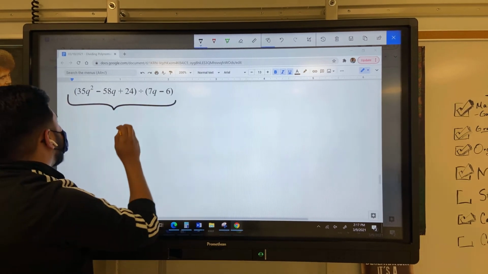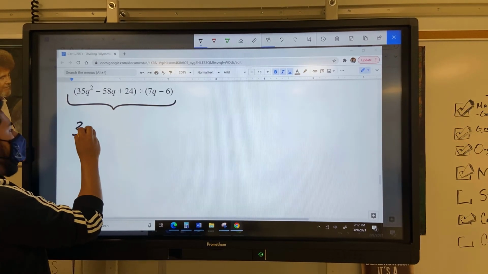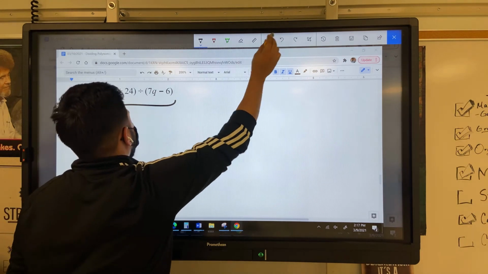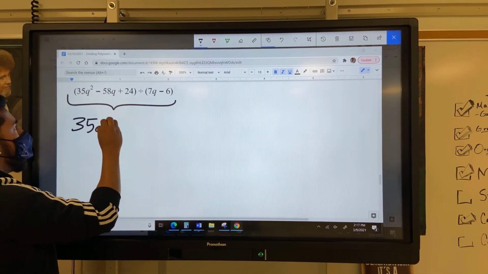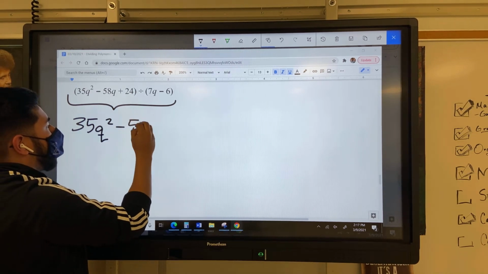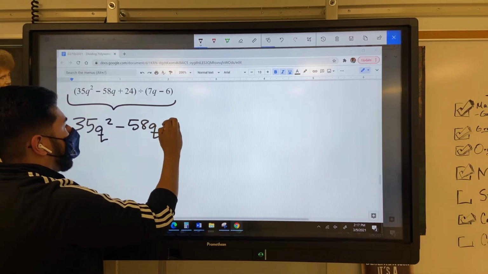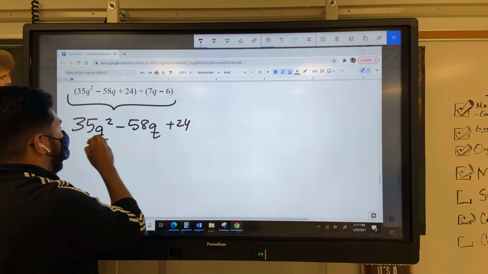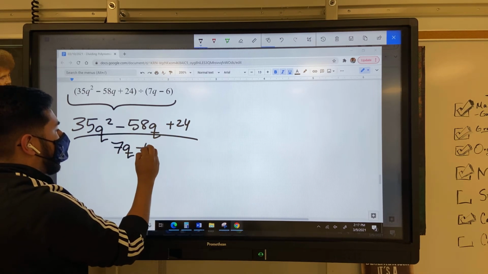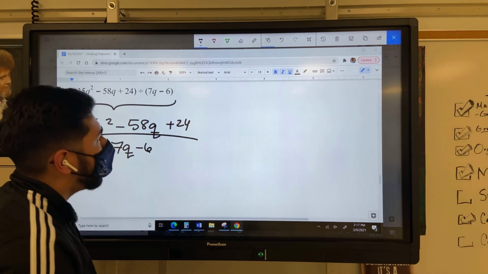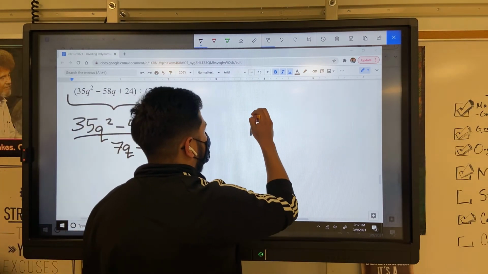Okay, these numbers are a little bit larger. 35q squared minus 58q plus 24 over 7q minus 6. A little bit larger, no worries.